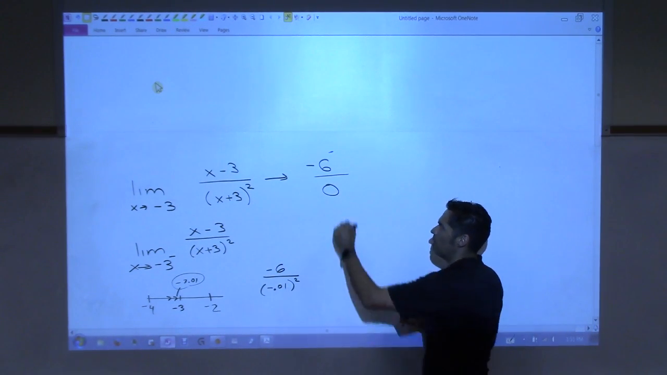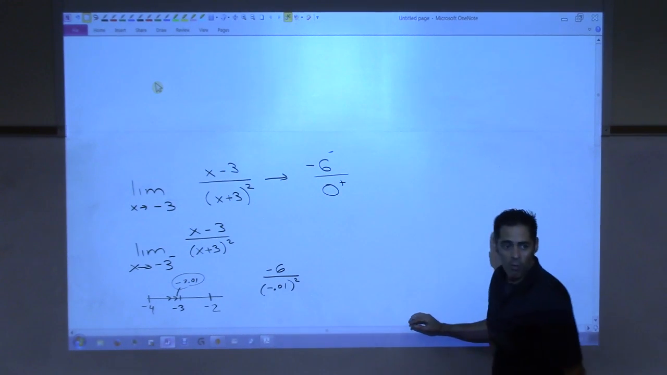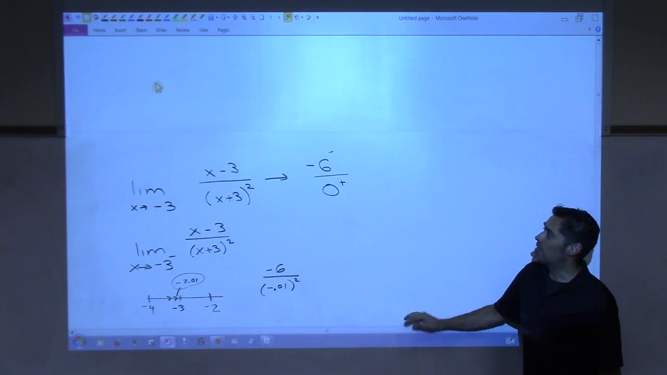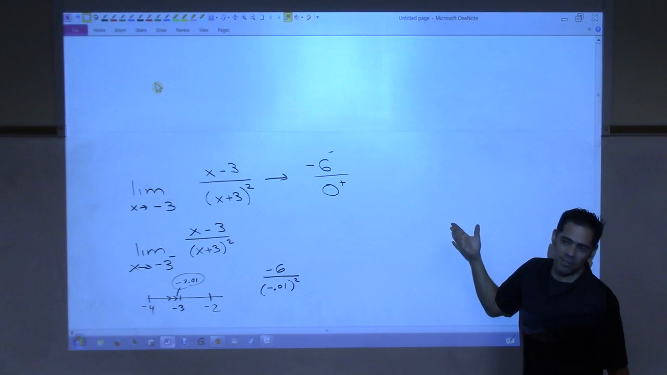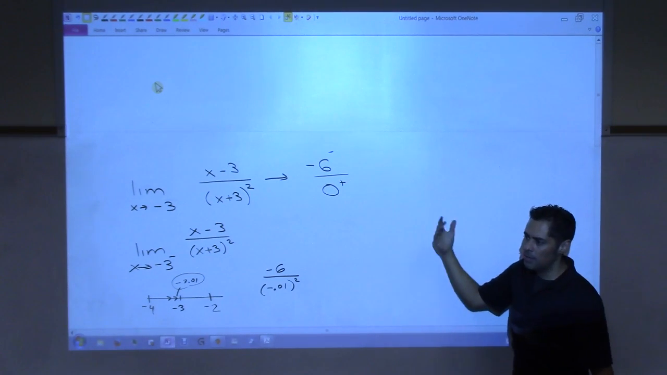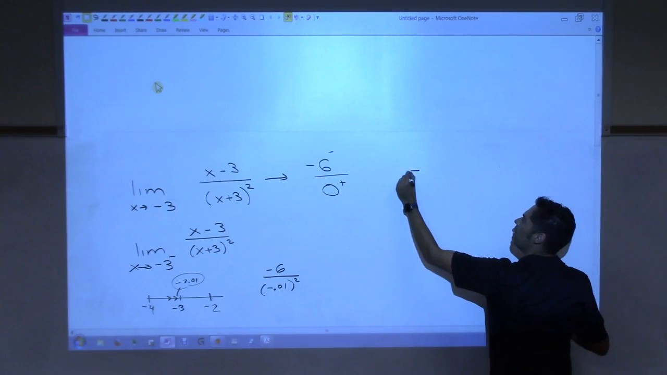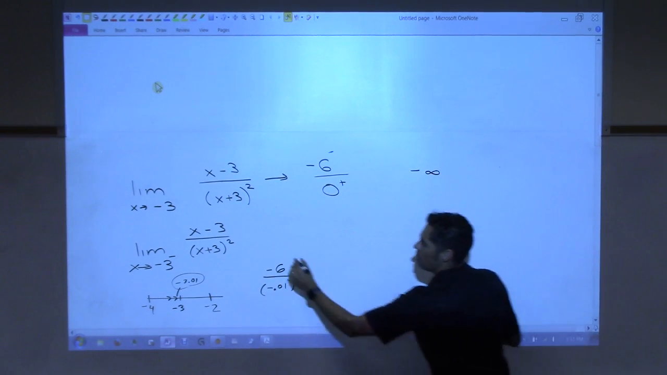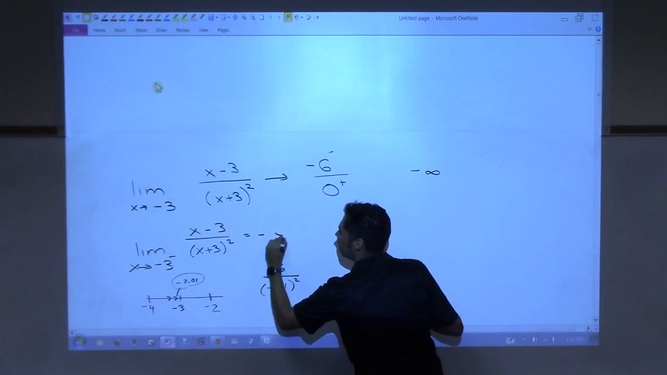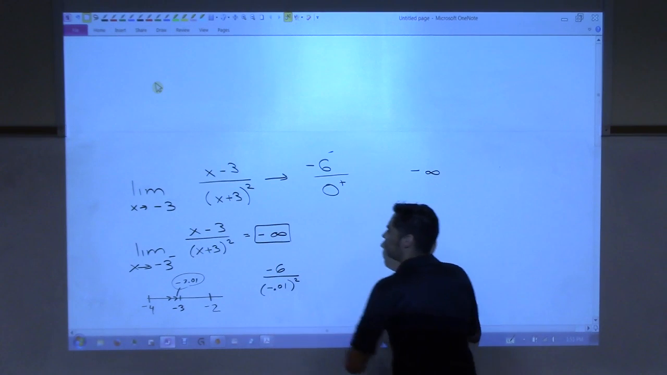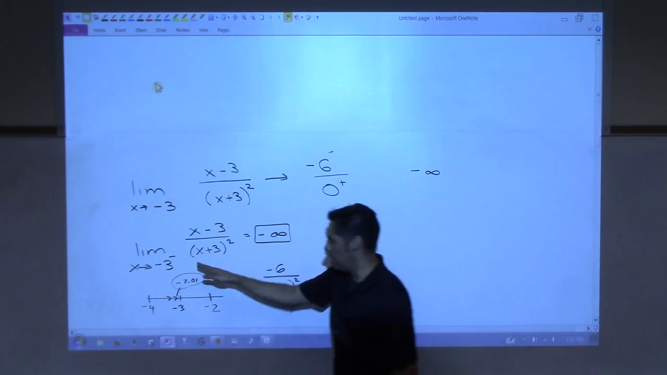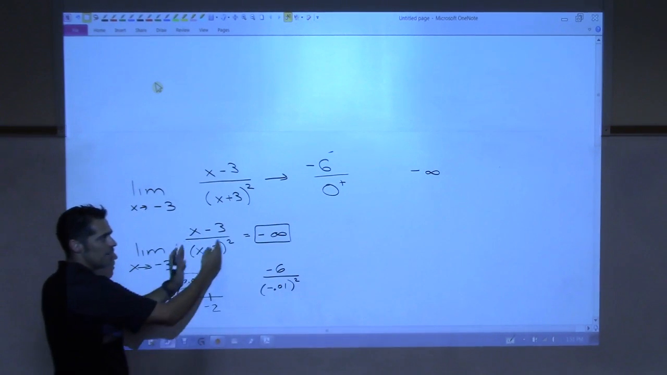And that means that the bottom is going to maintain being positive no matter what. But the top is what? Negative. So what's a negative divided by a positive? Negative. So this should give you negative infinity. I should put it on this one right here. This one is negative infinity. This was the left limit. The left limit gave us negative infinity.